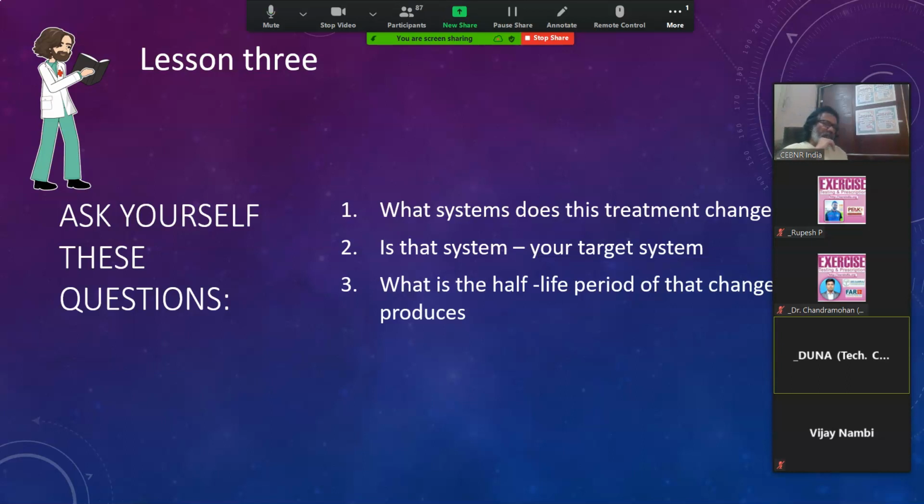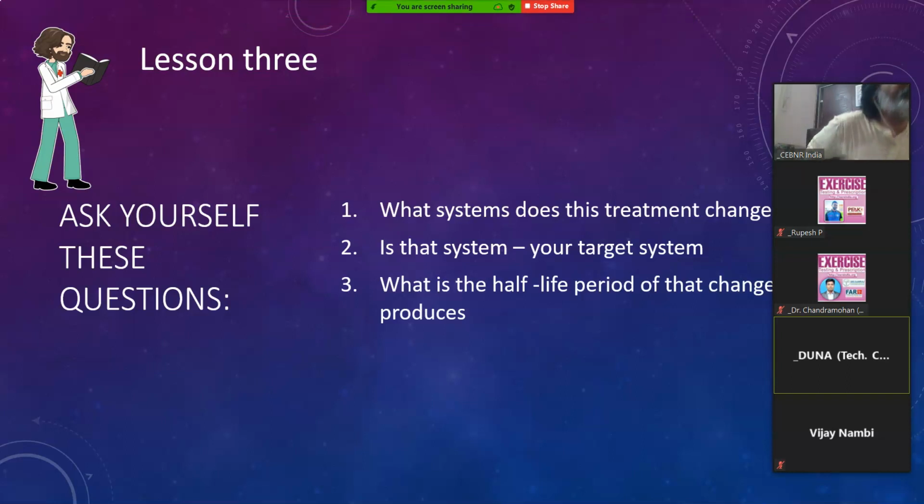Now, the next thing is, okay, I want to change the local chemistry. Then, is that the system which is affected in that particular disease? And then the last thing, which is the most important thing I want to emphasize, is the half-life period of the drug.